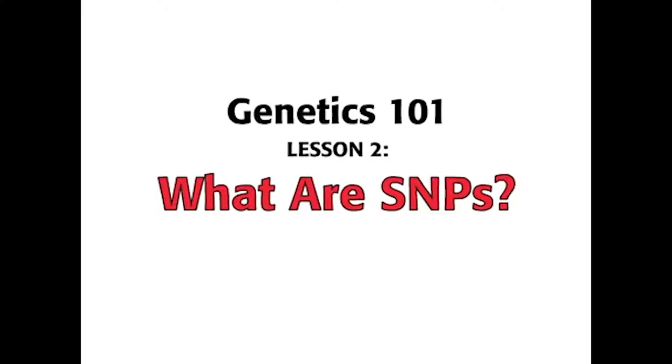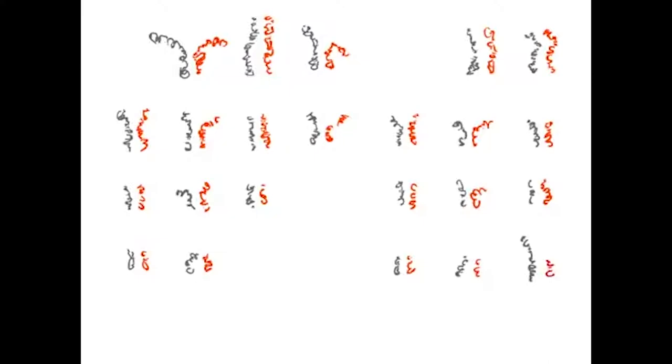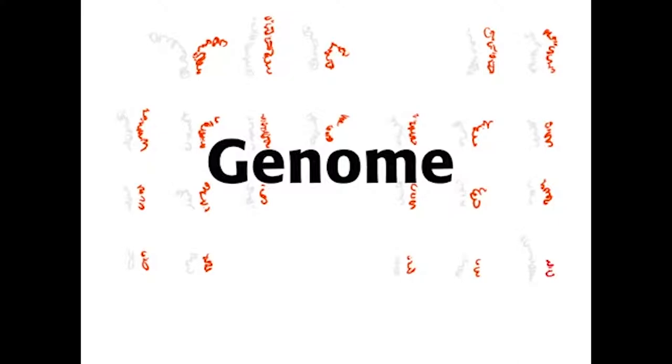An entire set of 23 human chromosomes is called a genome. The human genome is composed of 3 billion base pairs.